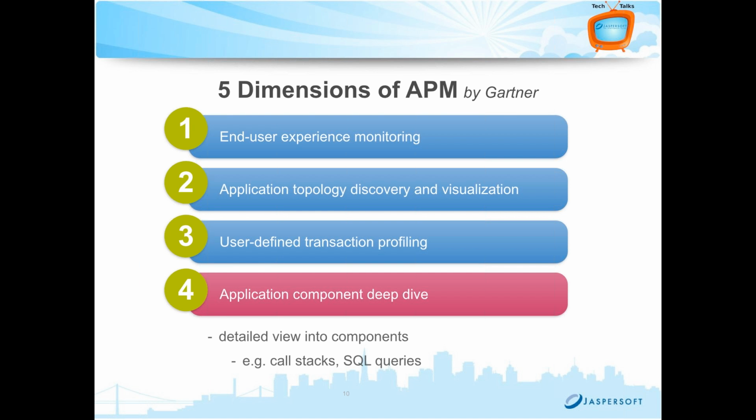So the basic information would be, is this component up? Can I even reach it? Is it up and running? Is the network in between the components up? So can one component reach the other? And also component details.